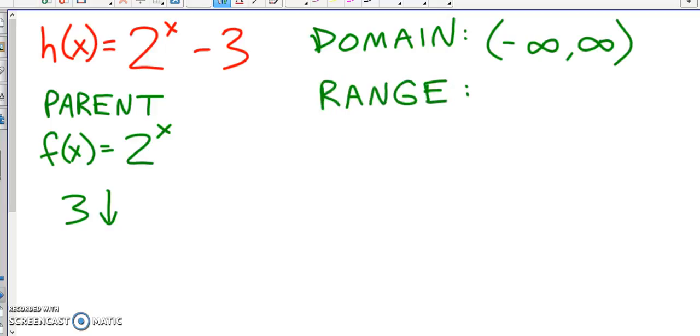What's the original range? Say that again. 0 to positive infinity. If I take that and move it down 3, yeah, that would be negative 3 to positive infinity. And if I take the horizontal asymptote, which would have been y equals 0, that would be y equals negative 3.